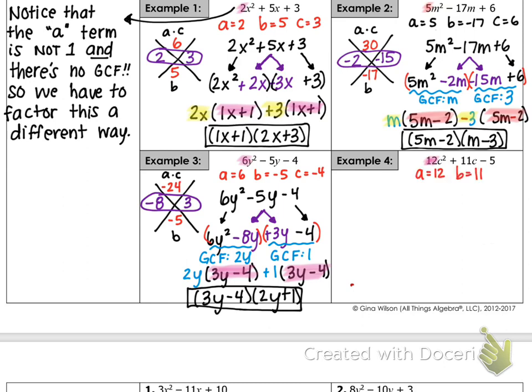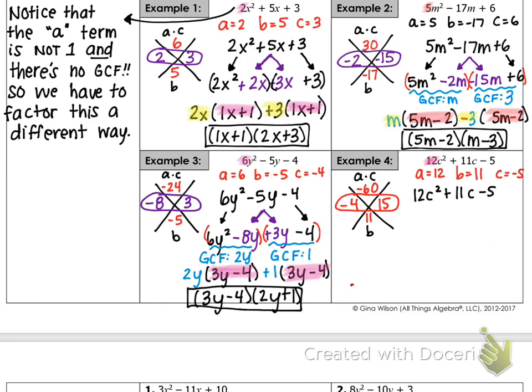A is 12, B is 11, C is negative 5. Okay, A times C on the top is 12 times negative 5. 12 times negative 5 is negative 60, and our B is 11. So if we find the factors here, again, put it in your calculator. Do this divided by 2, divided by 3, divided by 4, until you find something that works. Which one do we need to make negative to make a positive 11? We need to make a negative 4.